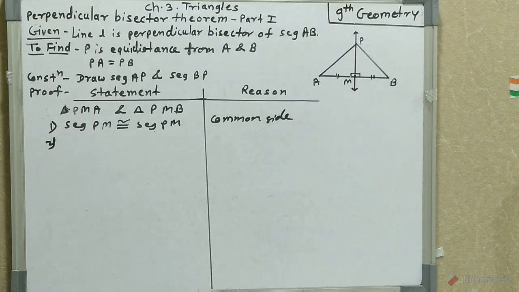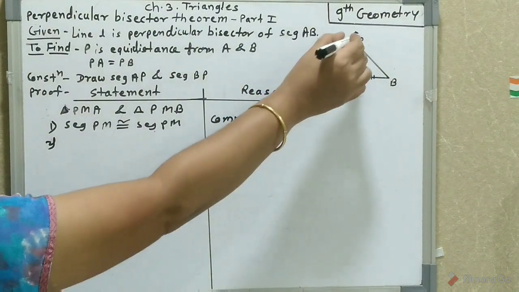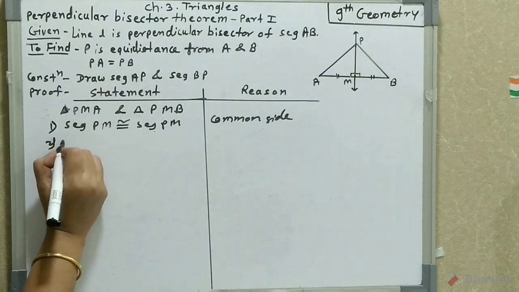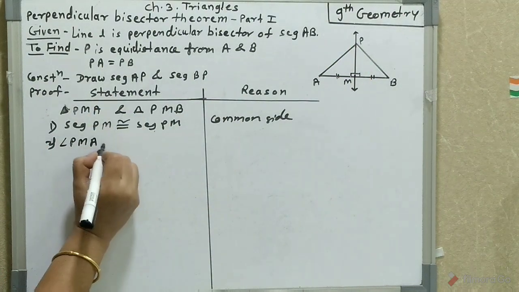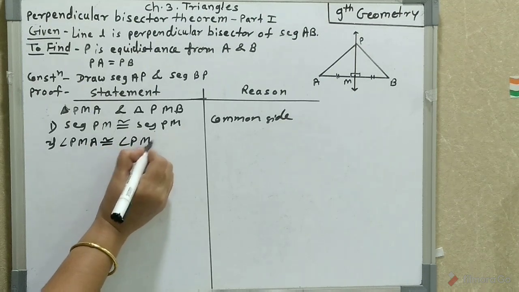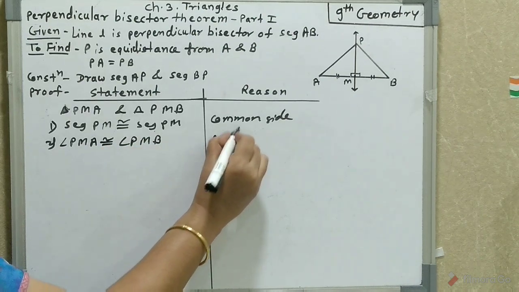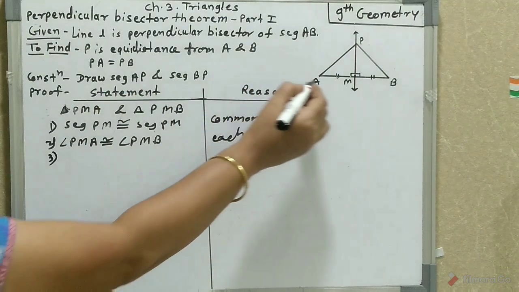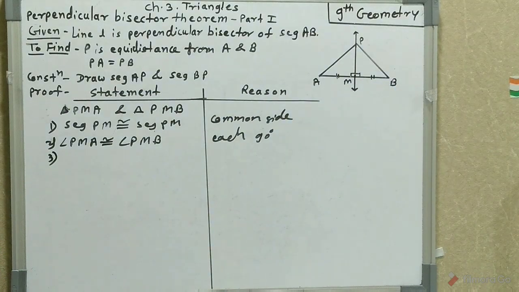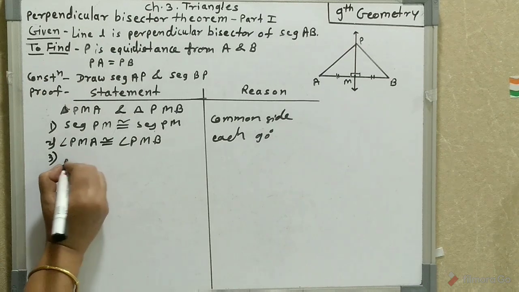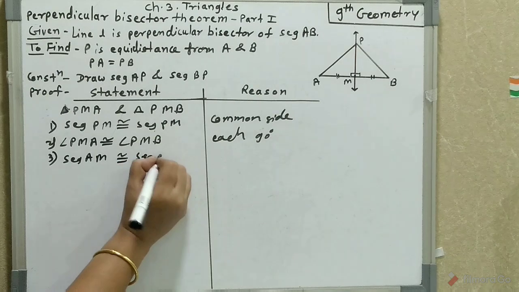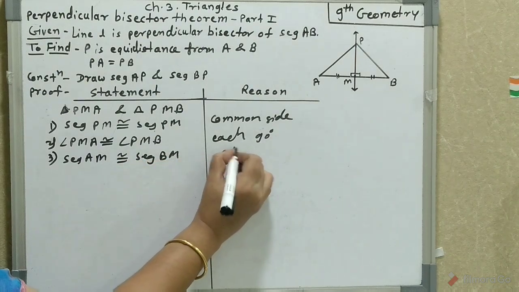Okay. Then second, that is angle PMA and angle PMB. This is 90, this is also 90 because perpendicular. So angle PMA congruent to angle PMB, that is each 90 degrees. Now next one, that is AM and MB are congruent because given in our example. So here segment AM congruent to segment BM. This is the given.